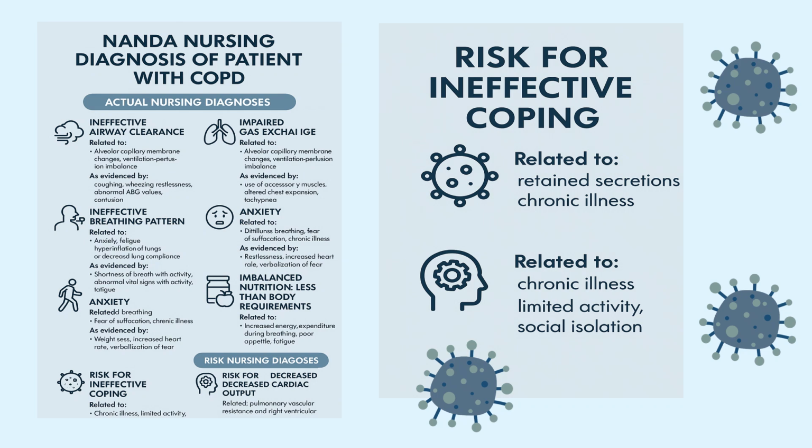So always we will start with the actual nursing diagnosis, that is ineffective airway clearance, number one. Number two, impaired gas exchange, ineffective breathing pattern, impaired nutrition, anxiety. Next we come to the risk. Under risk we have risk for ineffective coping, risk for decreased cardiac output, risk for infections or whatever. So this is all about COPD, and I hope you have understood the nursing management, especially the pathophysiology. What is very important is the pathophysiology of COPD, the description, that is emphysema and chronic bronchitis, what is the difference between the both, and the nursing diagnosis.